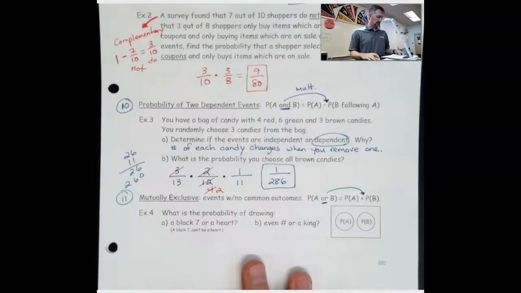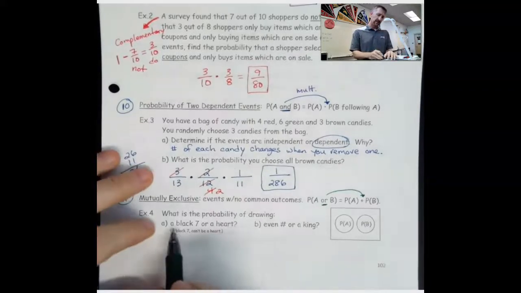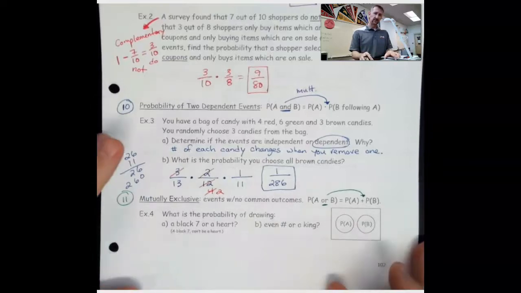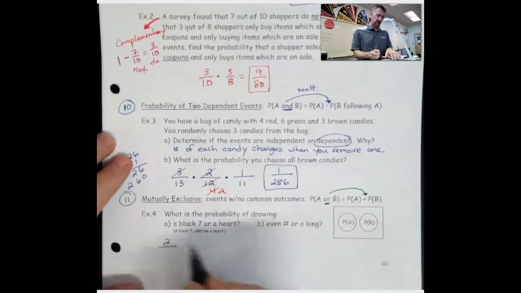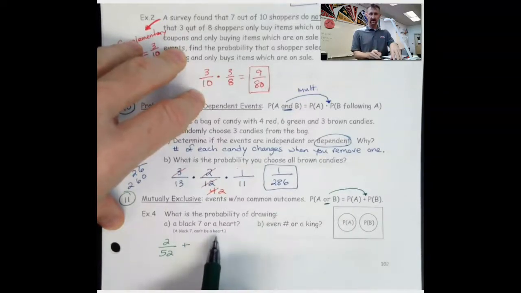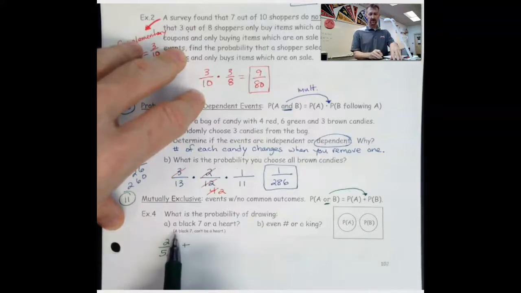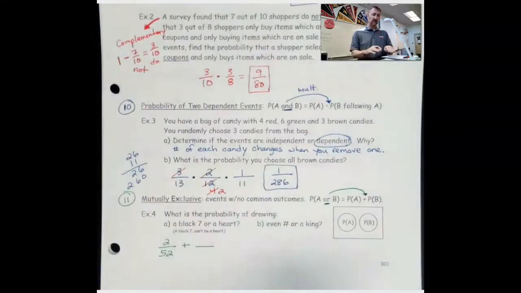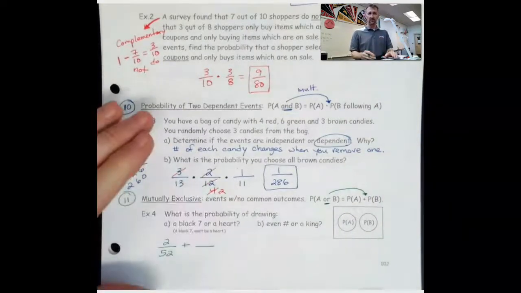Hopefully. Alright. So, a black 7. Well, there's clubs and spades, so there's 2 black 7s. So there's 2 out of 52. Or a heart. Now, a black 7 can't be a heart because hearts are red in decks of cards. And we're talking about a black card here. So a black card can't be a heart in the normal deck of cards. So that means that they're mutually exclusive. Getting a black 7 is different from getting a heart.